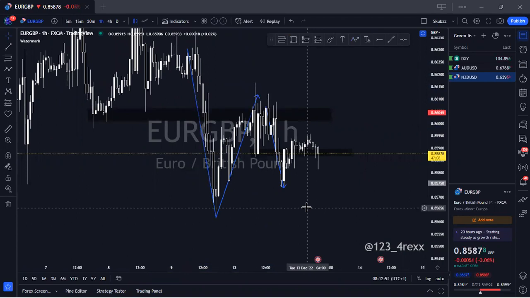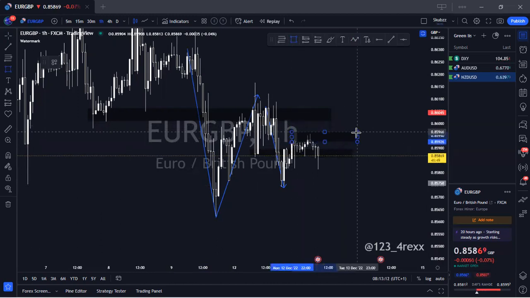Any other pair you guys want to take a look at? For the person asking whether Euro GBP is bullish, before you can consider this pair bullish, you must see a break of a lower high. You must see that shift in market structure. For now, there's no shift in market structure yet.